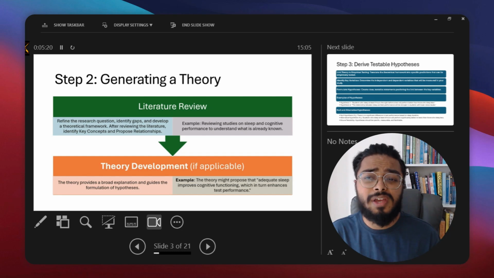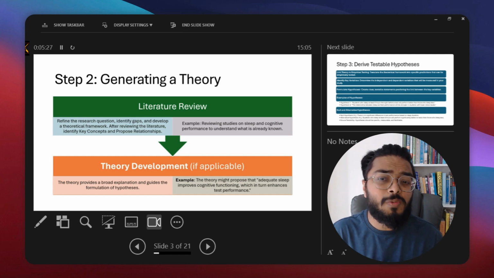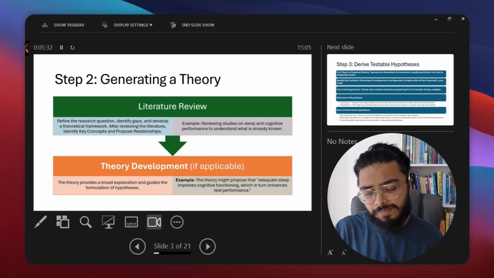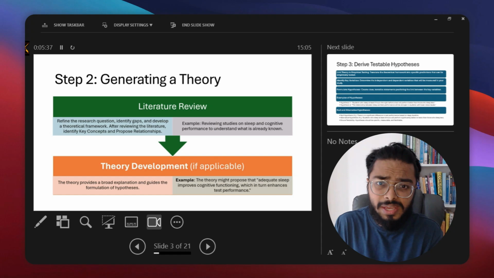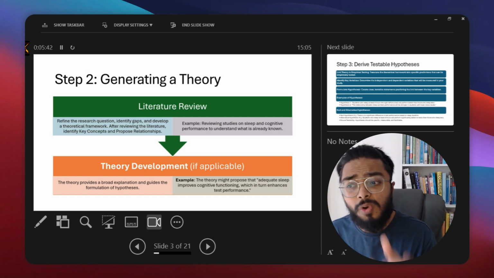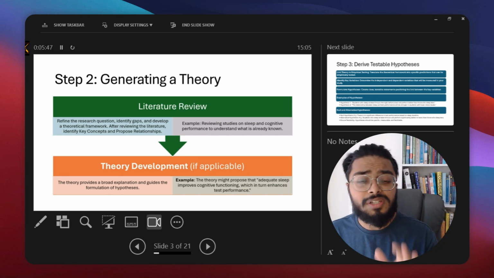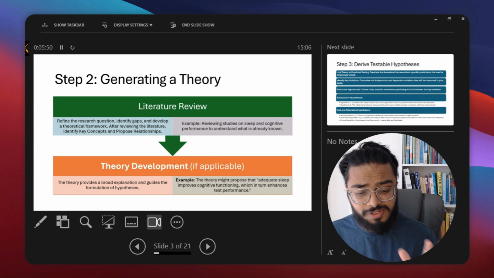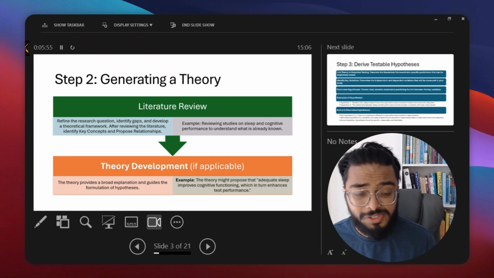So, for example, if you are reviewing the studies on sleep and cognitive performance and trying to understand what is already known, that's what you are essentially doing in the review of literature step. That's a kind of sub step. And from there, if you find that there are no existing theories, that's when you would go ahead and create your own theory. Essentially, like I said before, a theory is a set of ideas that helps you explain your research questions. So it's like a blueprint for your research.